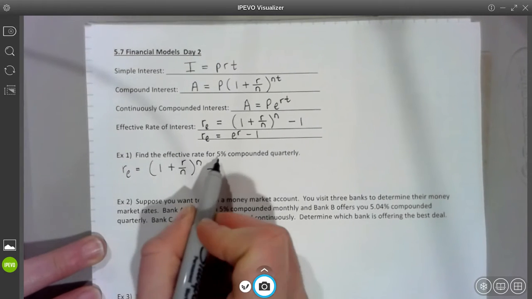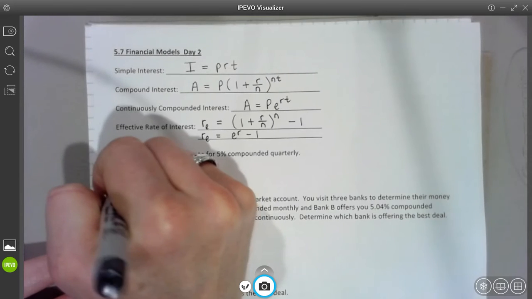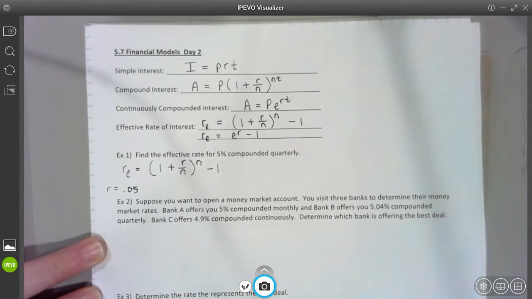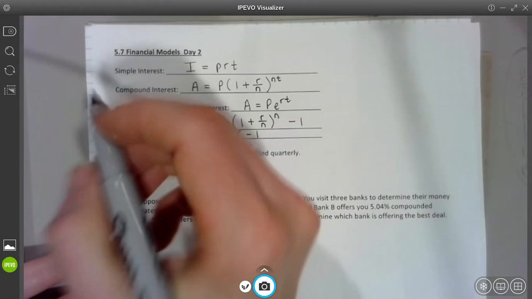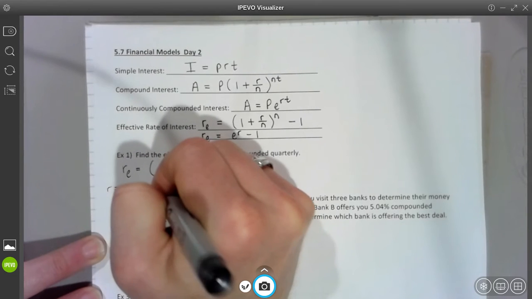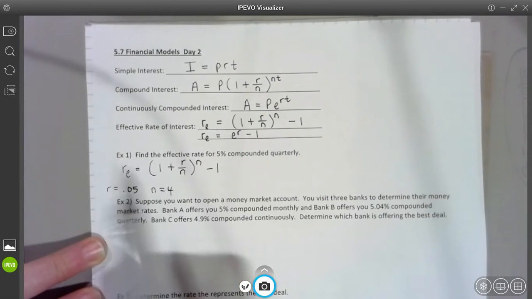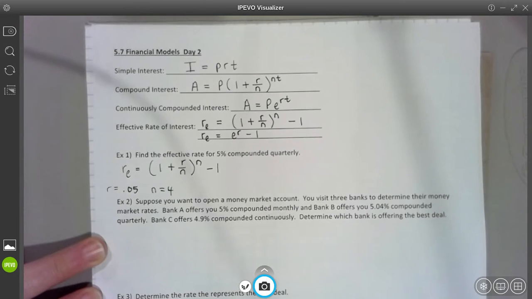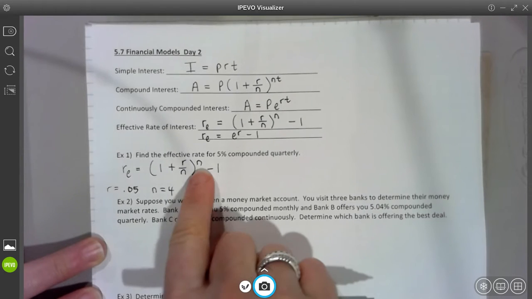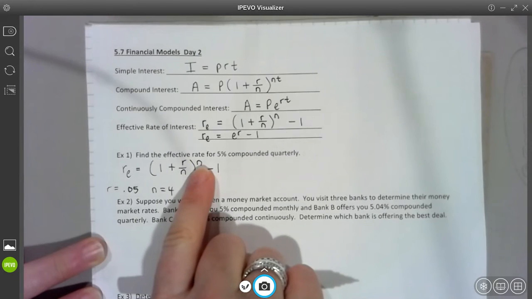All right, well, guys, in this problem, we have a rate of 5%, which is 0.05, and we are compounded quarterly, so N is 4. In an effective rate, it's always done on a yearly basis, so time is always 1, which is why we don't have a time in this formula, because it's always 1.